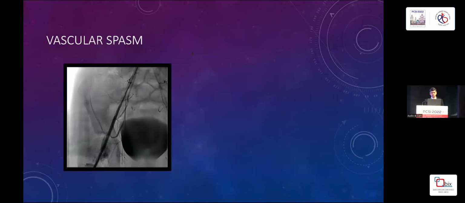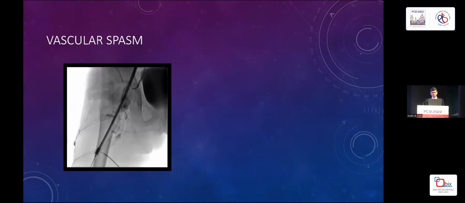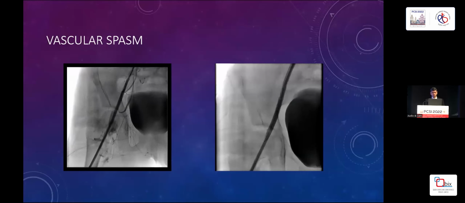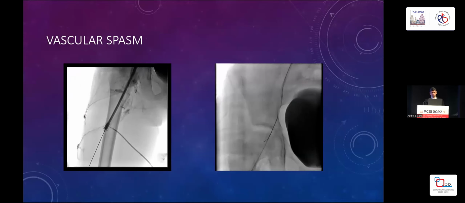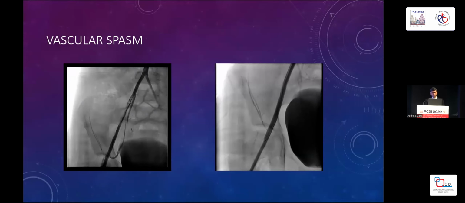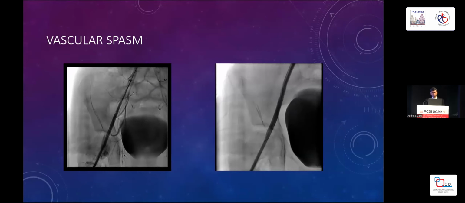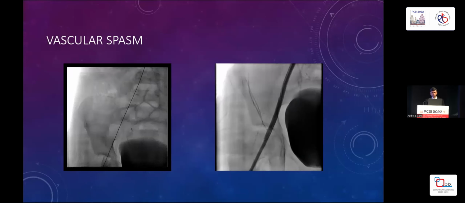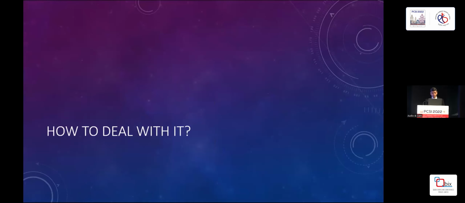Vascular spasm, many times we have seen vessel spasm, we are not able to negotiate the catheter, or sometimes are not able to pass the sheath, the femoral sheath. And sometimes we have given GTN to these vessels from the other side and it has opened up. So how to deal with it?